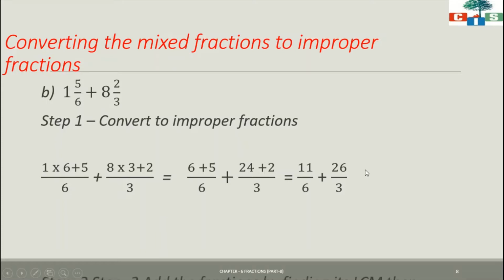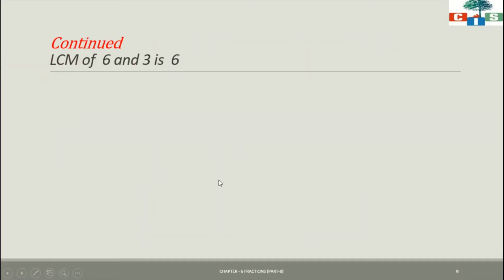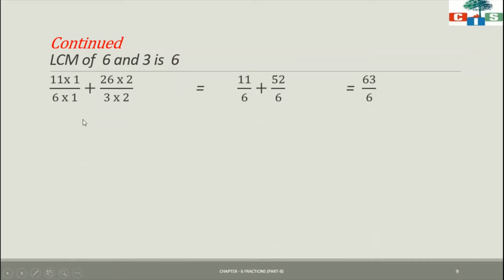Now scholars, we come to step number 2, where we add the fractions by finding the LCM and then converting each fraction to an equivalent fraction whose denominator is equal to the LCM. So what is the LCM of 6 and 3? The LCM of 6 and 3 is 6. Now we will convert each fraction to an equivalent fraction with denominator equal to the LCM.